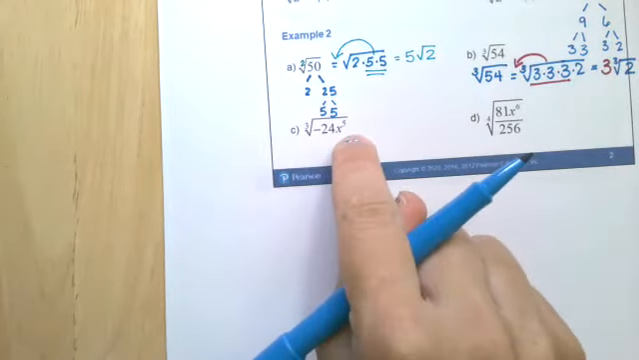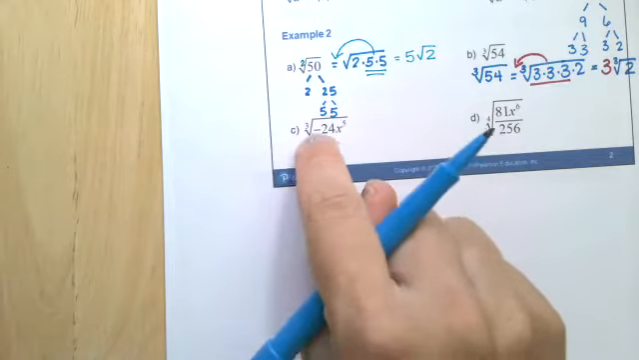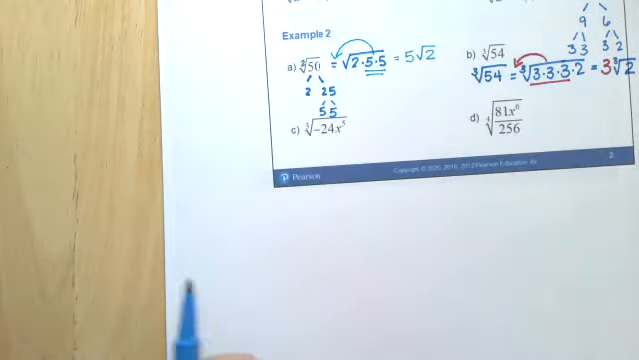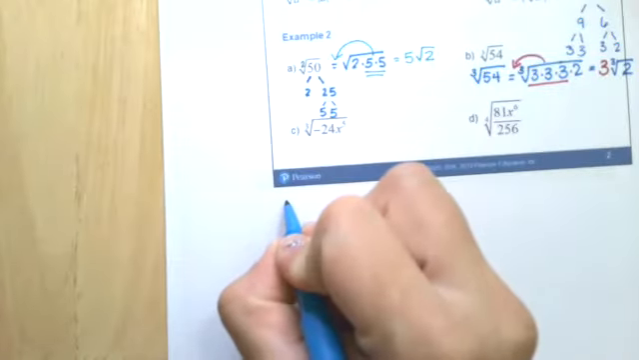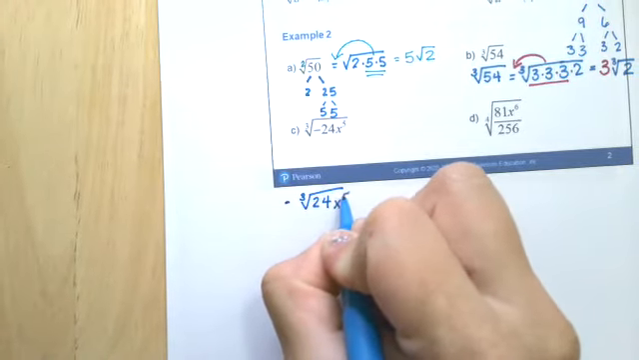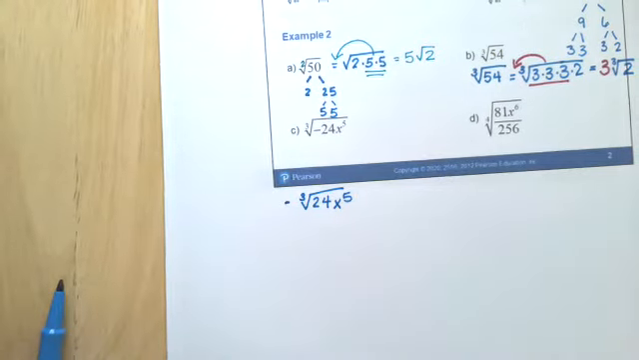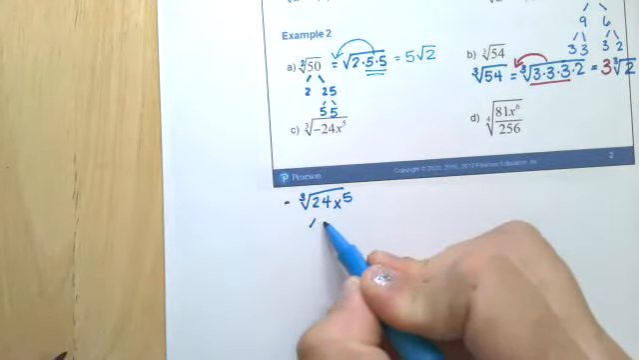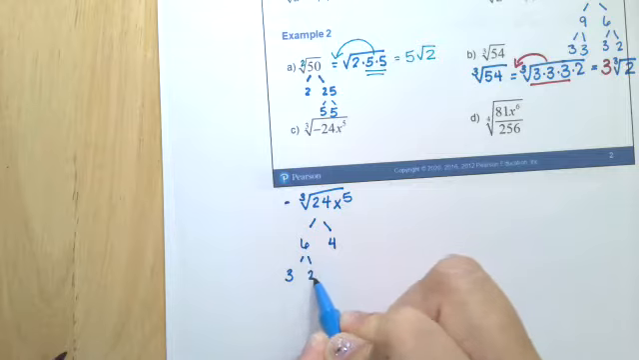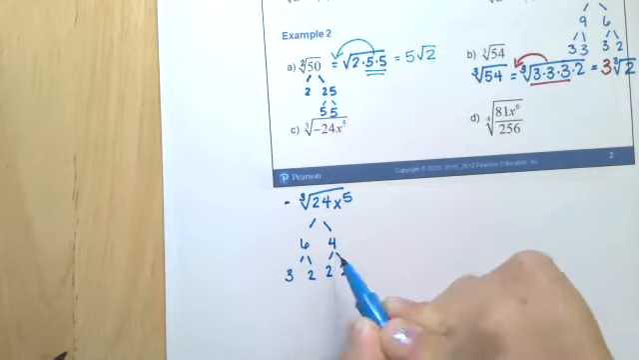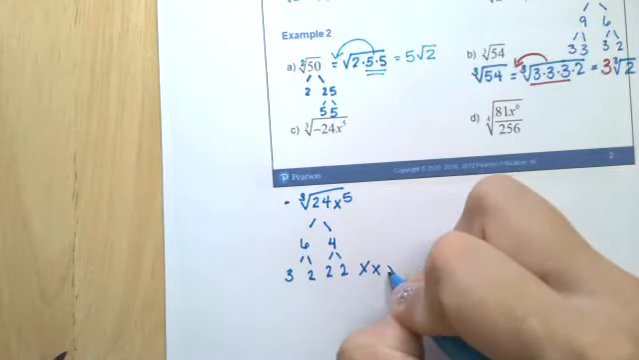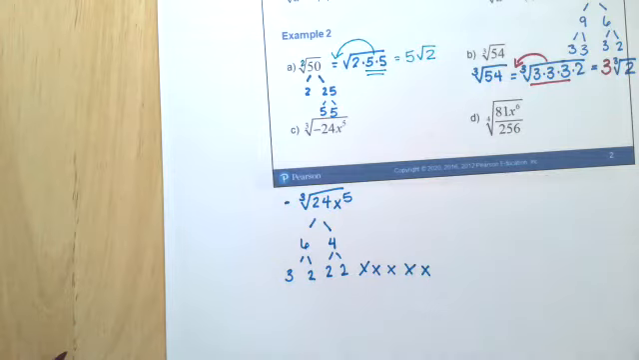Cube root of negative 24x to the 5th. I want to pull out the negative just because I can, because we're going to pull something out. So I'm going to change it to negative cube root of 24x to the 5th. Factor 24. 24 can become 6 and 4. 6 can become 3 and 2. 4 can become 2 and 2. And then x to the 5th becomes 5 x's: 1, 2, 3, 4, 5.